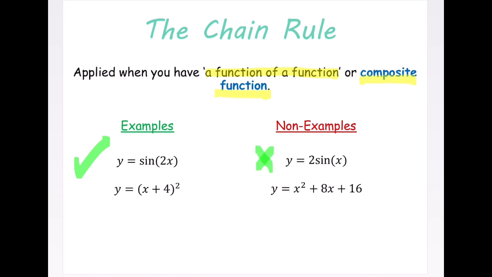Okay? So y equals (x plus 4) all squared, that is a composite function because I've got to do something in the brackets first, okay? Once I've done that, then I'm going to square it. Conversely, if I were to actually just multiply the brackets out, (x plus 4)(x plus 4), I'd end up with the expanded form. Now, the expanded form is not a composite function, okay? There's no need to apply the chain rule for that.